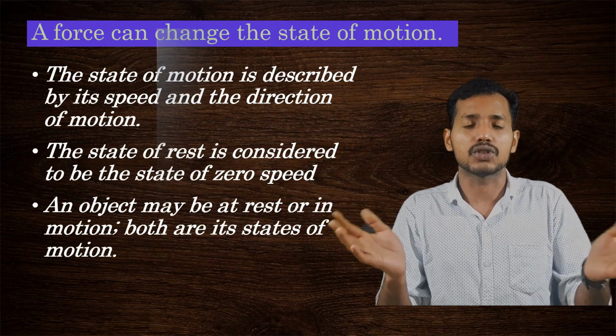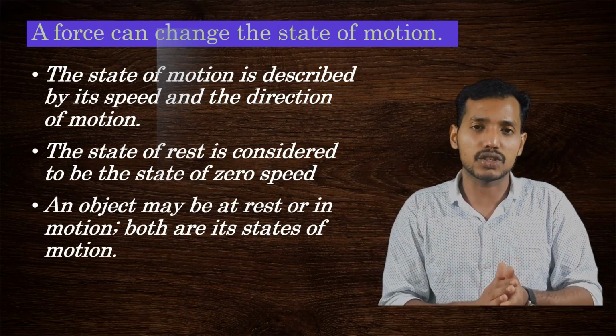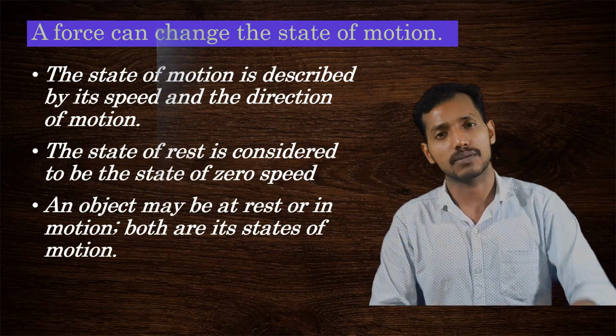Next we can discuss the effects of force. What are the things a force can do? In the beginning we said that a force is something we apply to change the state of motion. In addition to that, there are some more effects we will discuss. First we can start with the state of motion. A force can change the state of motion. What is the state of motion? The state of motion is described by the speed and the direction of the motion.